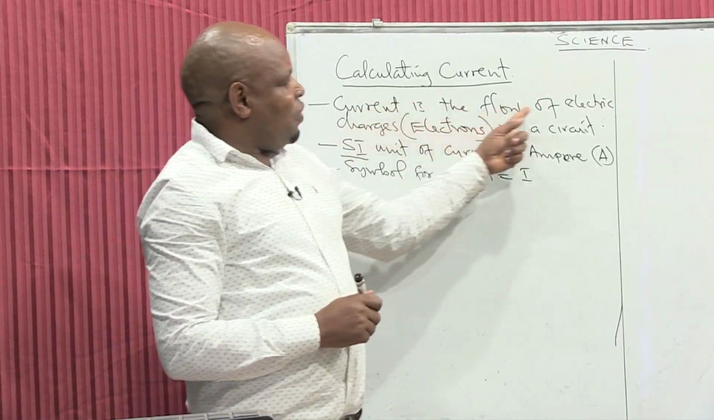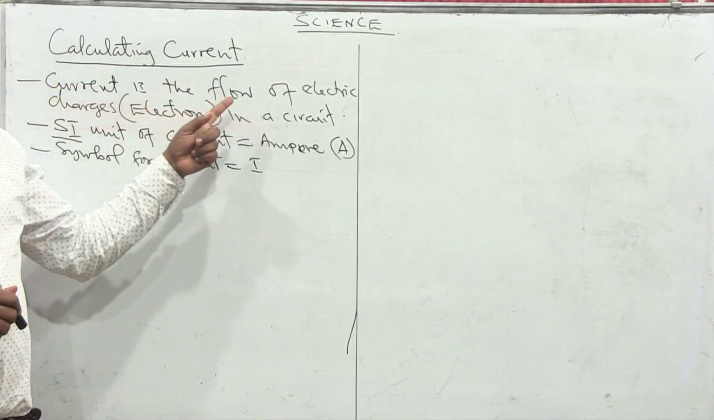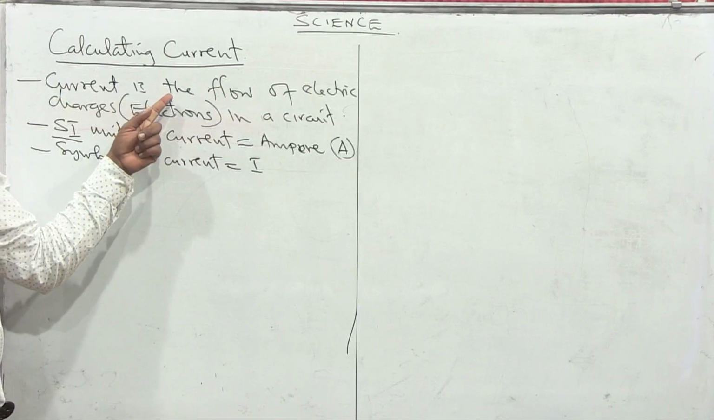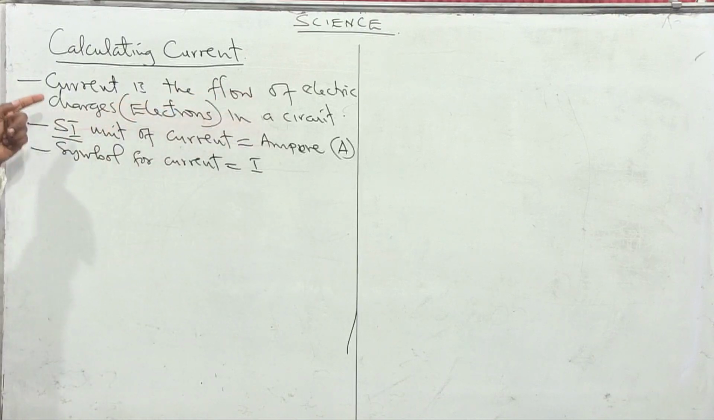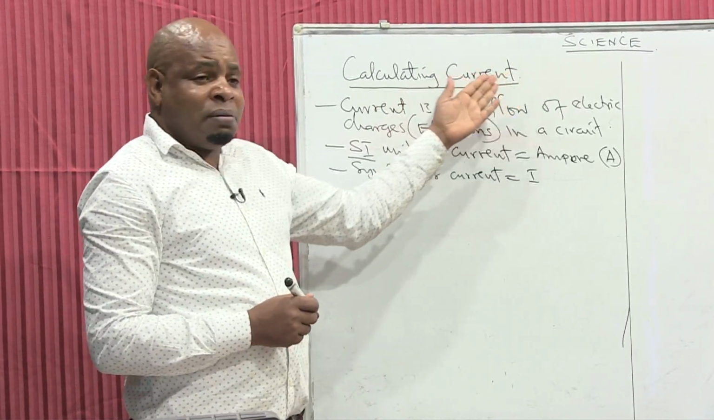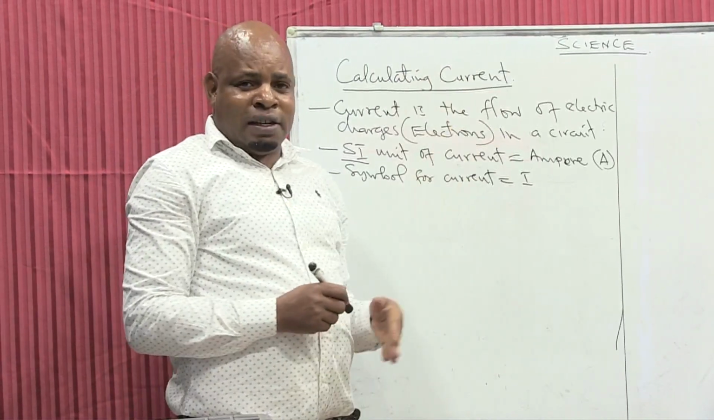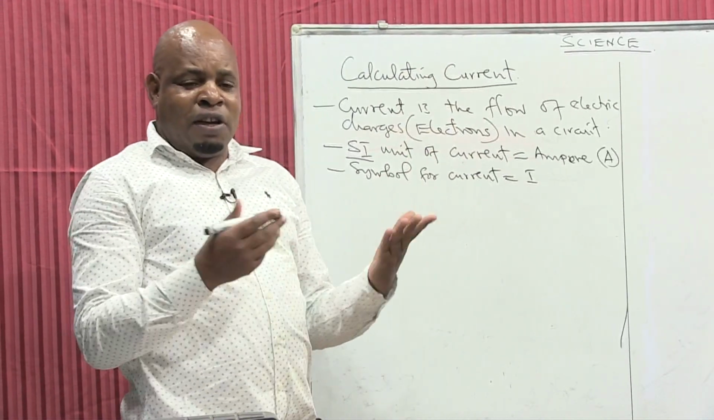Current is the flow of electrons, or the amount of electricity flowing in a circuit. So sometimes they can ask you to find current, or sometimes they can ask you to find the amount of electricity in the circuit given in the paper.